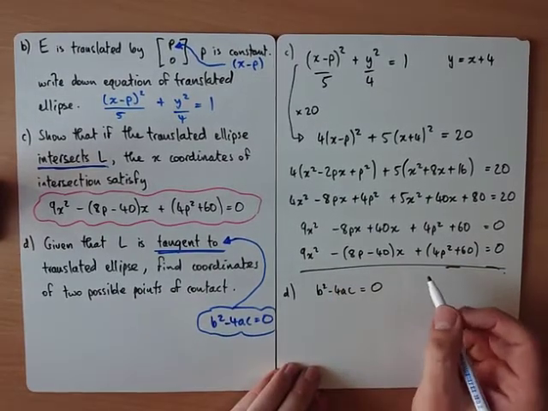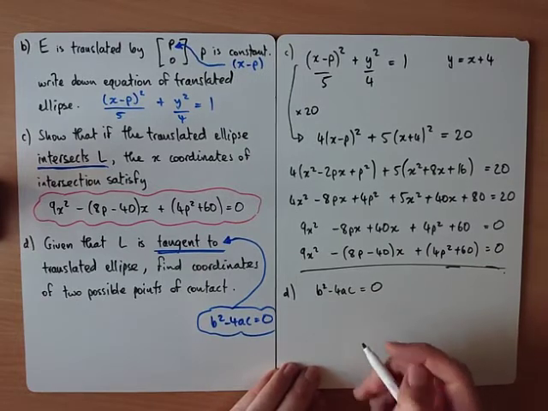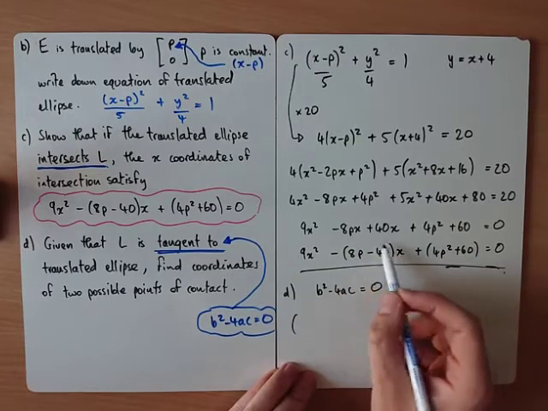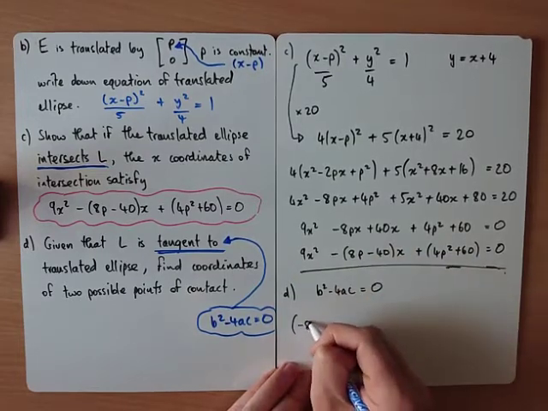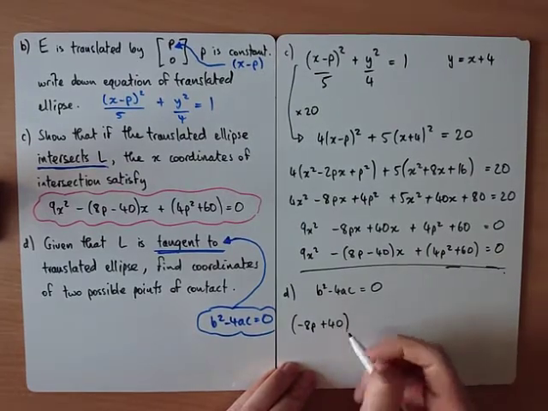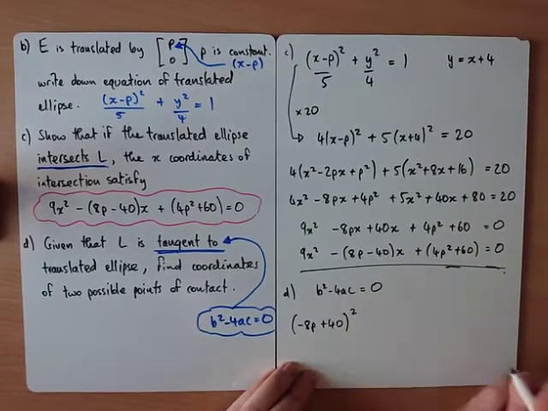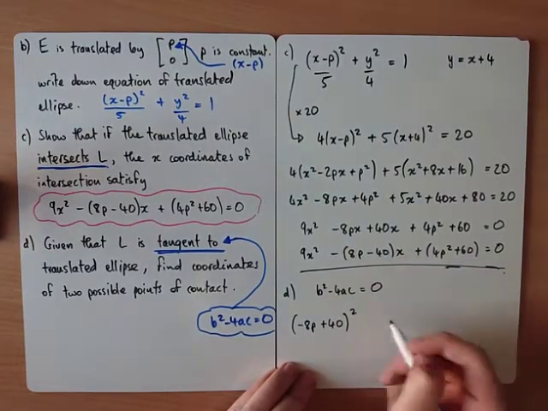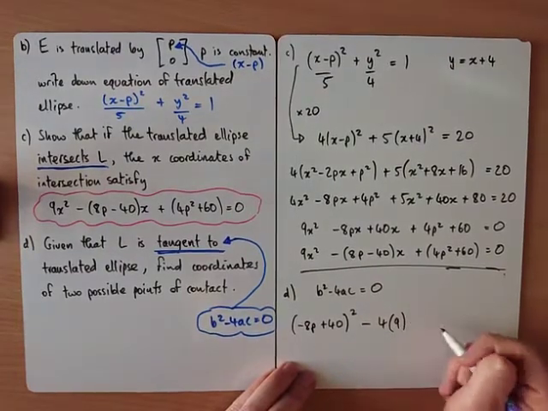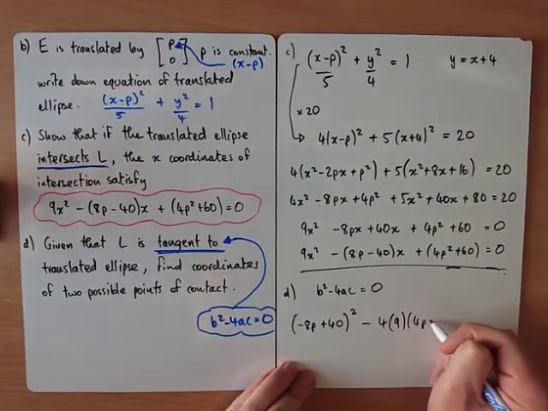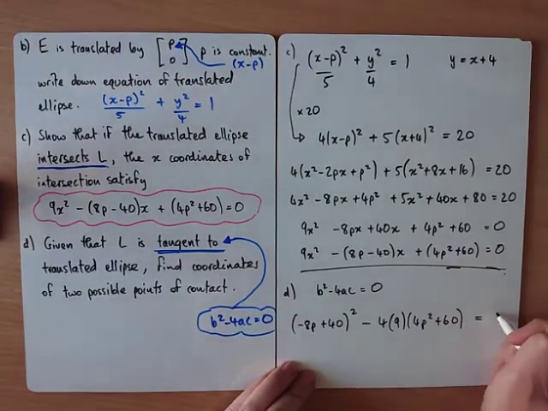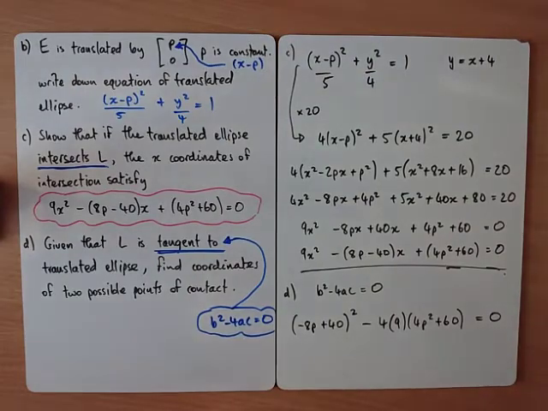When you square the negative, you could actually just completely ignore it, but my preference would be to not write it like this. I think more people make mistakes. I'm going to think about it as minus 8p plus 40, because that is the same as b, isn't it? Minus 8p plus 40, and then if I square this, I don't have to worry about the negative and the bracket being squared. Minus 4 lots of a, which is 9, times c, which is 4p squared plus 60. Set it up as an equation equal to 0 because we're aiming to solve this as well.